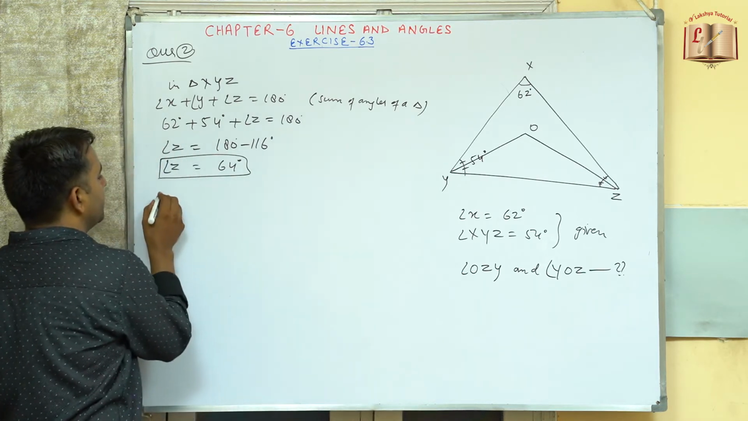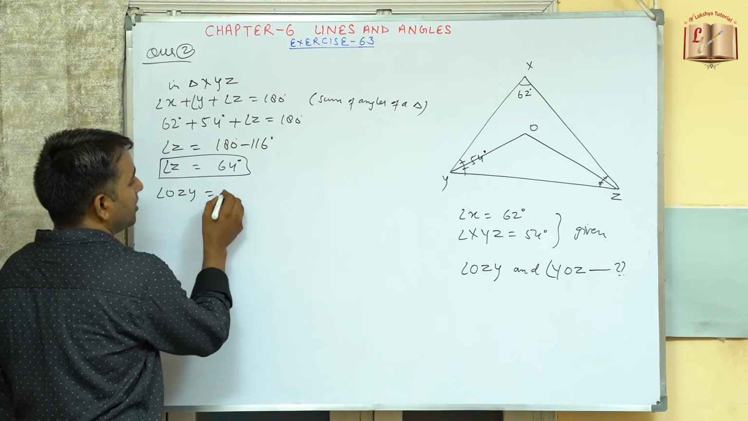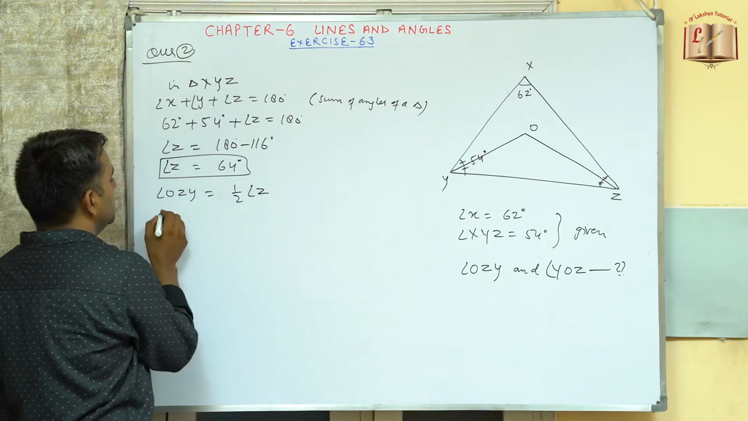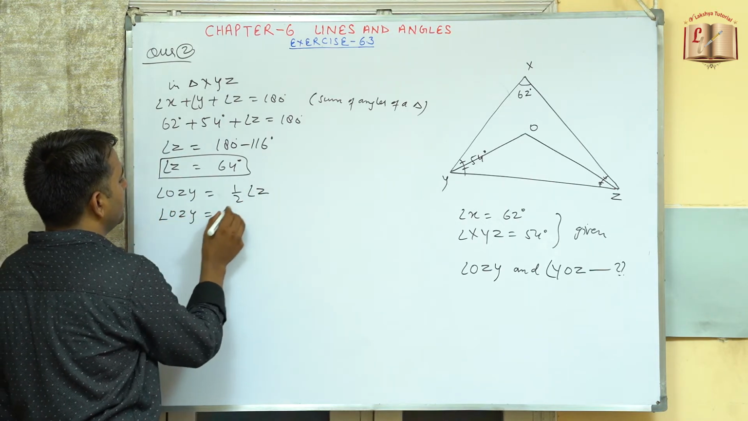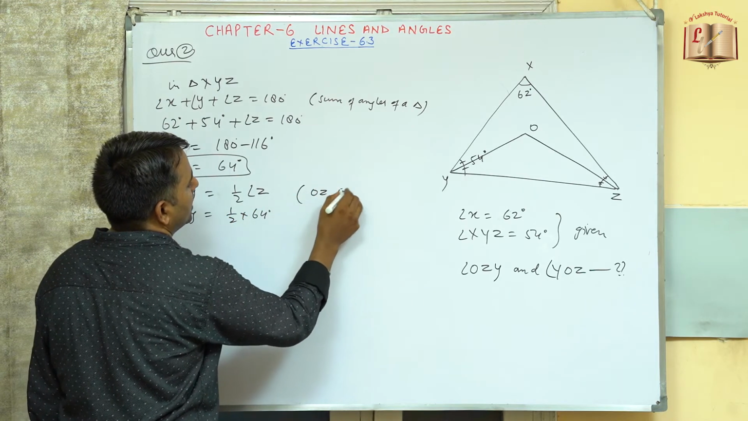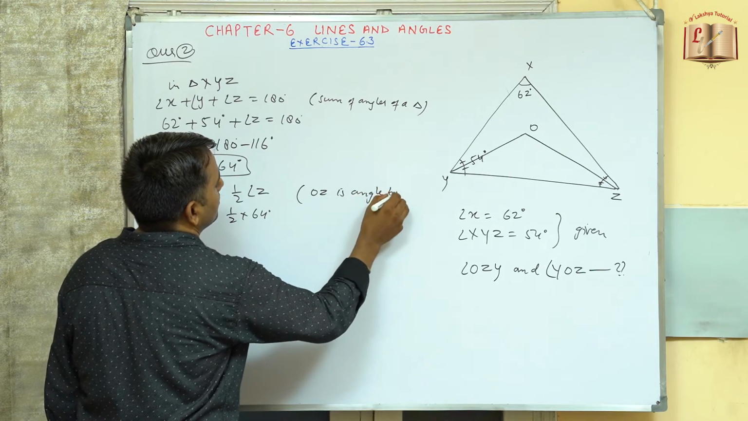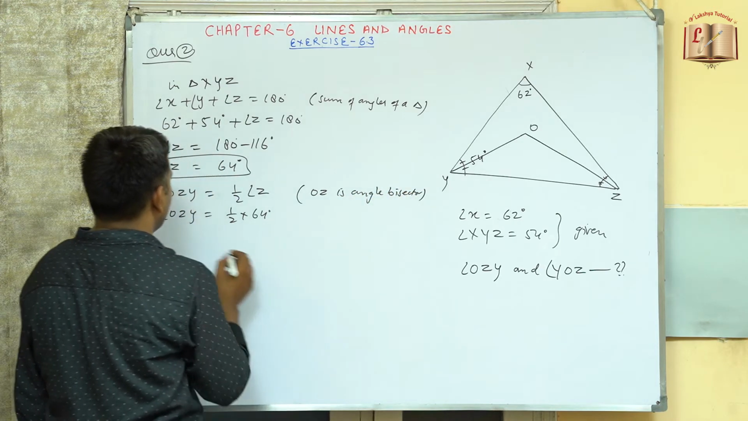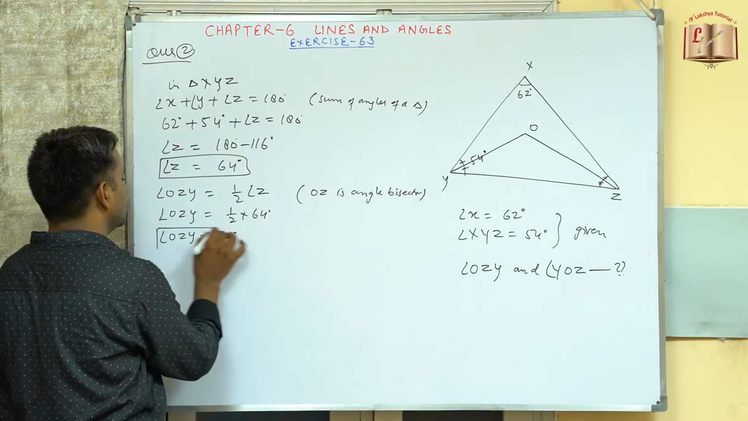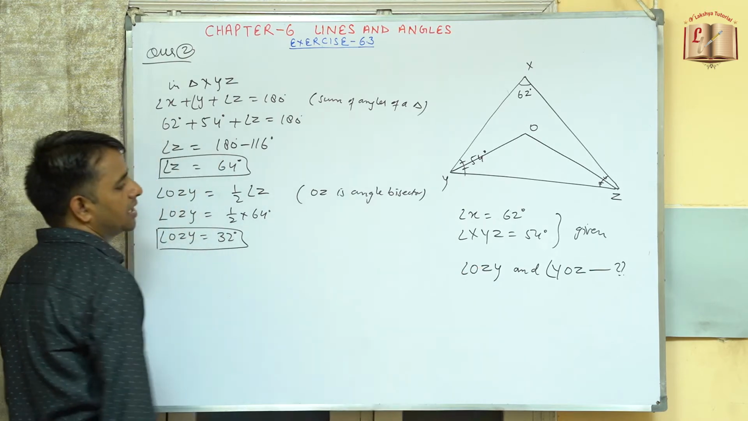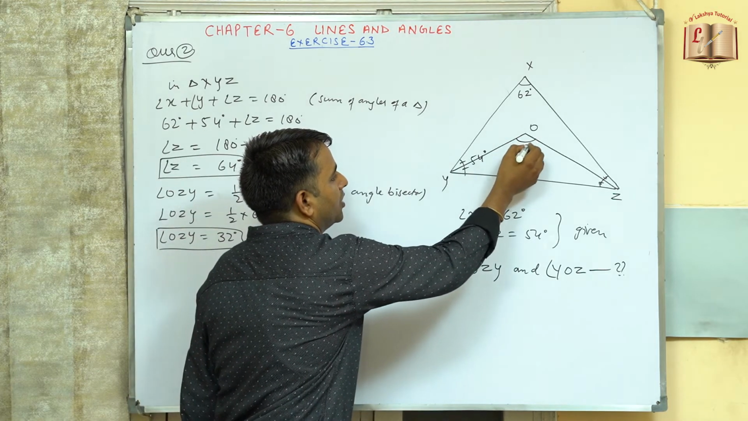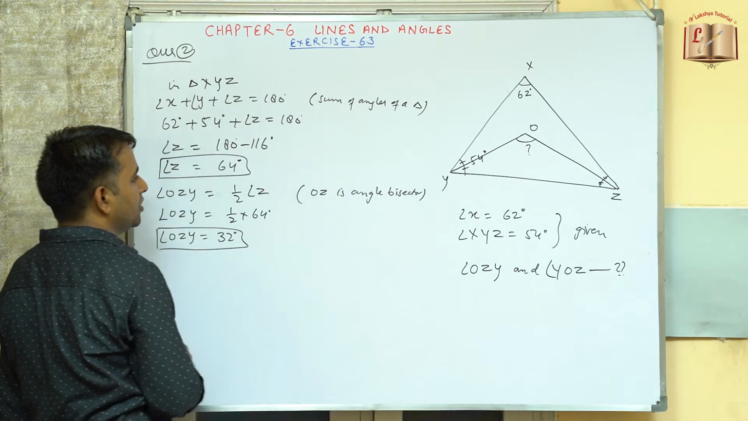Now angle OZY will be equal to half of angle Z. So angle OZY will be equal to half of 64 degrees. Why is this? Because OZ is the angle bisector. So we got angle OZY as 32 degrees. So we got the value for this angle. Now coming to angle YOZ. YOZ means this angle. We need to find out this angle also.